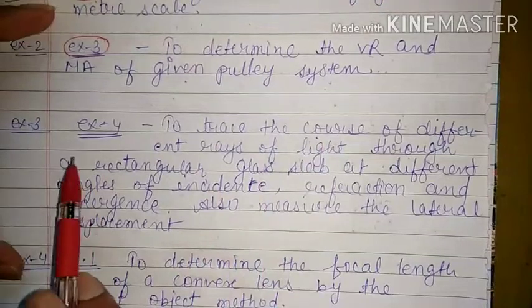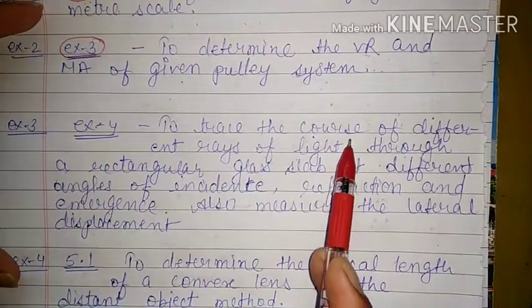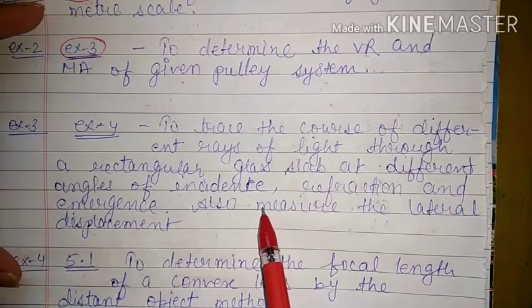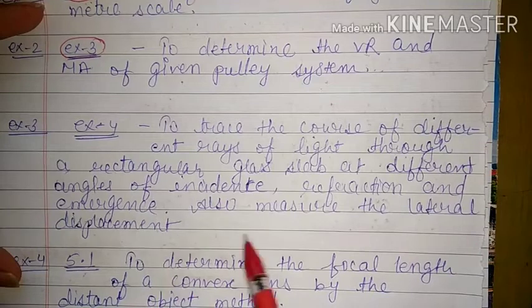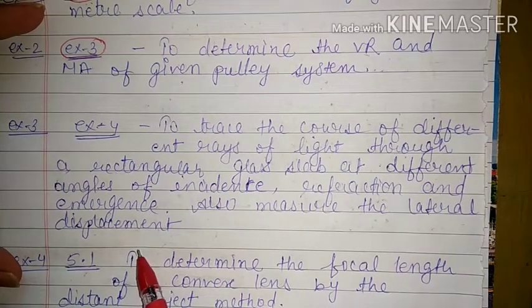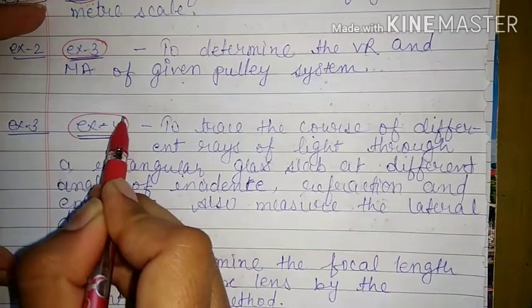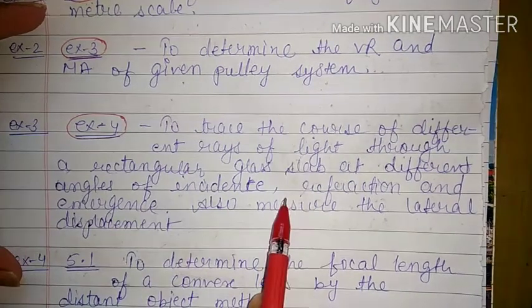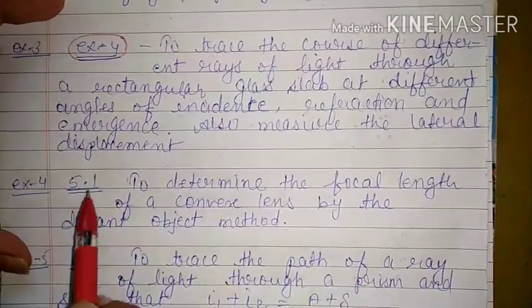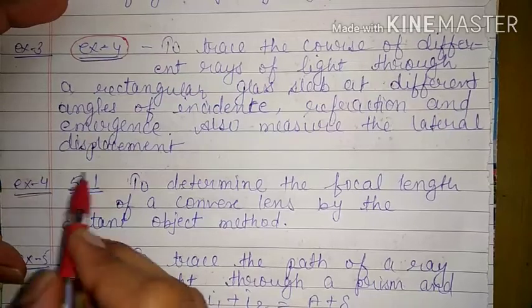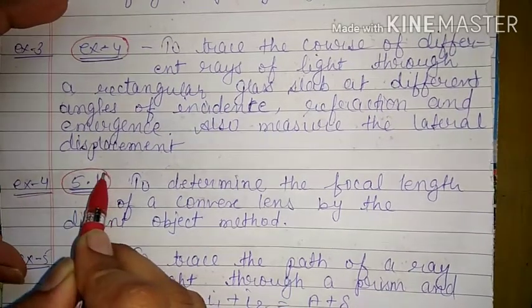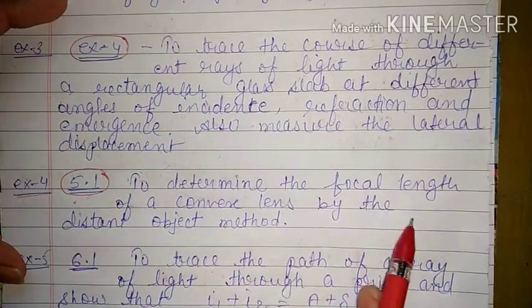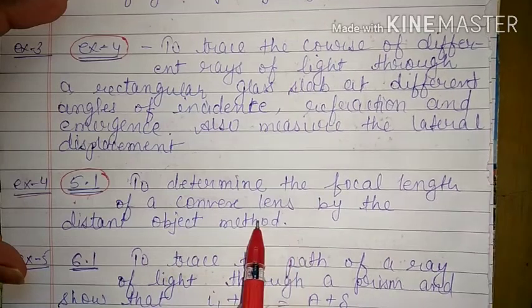Third is to trace the course of different rays of light through a rectangular glass slab at different angles of incidence, refraction and emergence. Also measure the lateral displacement. This is experiment number 4 in your lab manual, but we will mark experiment 3 and then write down this one experiment. Our next experiment is experiment number 4, which is marked as 5.1 in your lab manual, to determine the focal length of a convex lens by the distant object method. This is our fourth experiment.